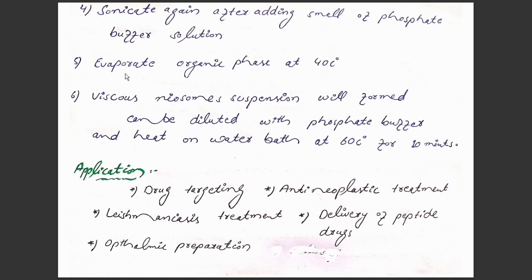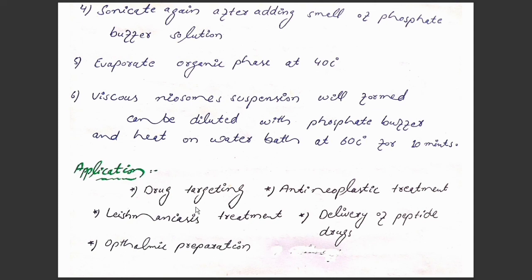In the fifth step, we will evaporate the organic phase at 40 degrees centigrade. In the sixth step, we will get the viscous Niosome suspension. If we want, we can dilute the viscous Niosome suspension with the help of phosphate buffer, heating on the water bath at 60 degrees centigrade for 10 minutes.